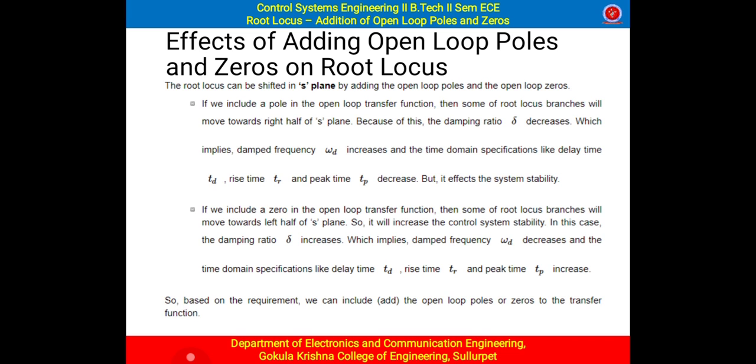On the other hand, if we include a zero, the reverse will happen. The root locus will shift towards the left. At that time the stability tends to increase, time domain specifications will increase, the damping ratio increases, and the damping frequency decreases. Whether we add a zero or a pole depends on the application.